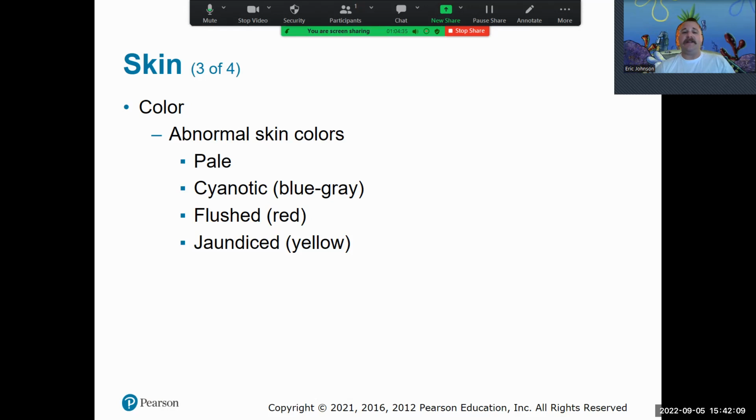Finally, we have jaundice. Now, jaundice is the most unique of all of these because it's yellow. And I don't mean yellow like, it's just a little bit yellow. We're talking evidently yellow.